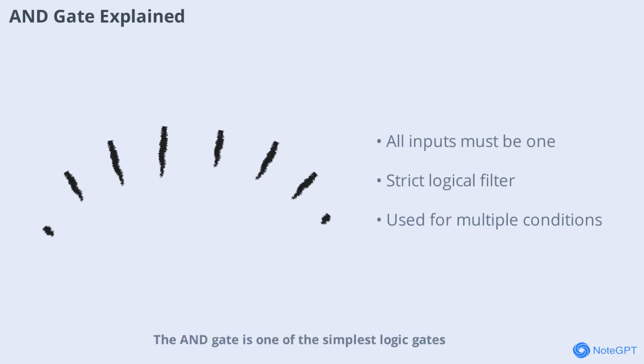The AND gate is one of the simplest logic gates. It takes two or more inputs and outputs a 1 only if all inputs are 1. In other words, the AND gate acts like a strict filter. Every input must be true for the output to be true. This gate is used in circuits where multiple conditions must be met before an action is taken. For example, both a password and a fingerprint might be required to unlock a device.